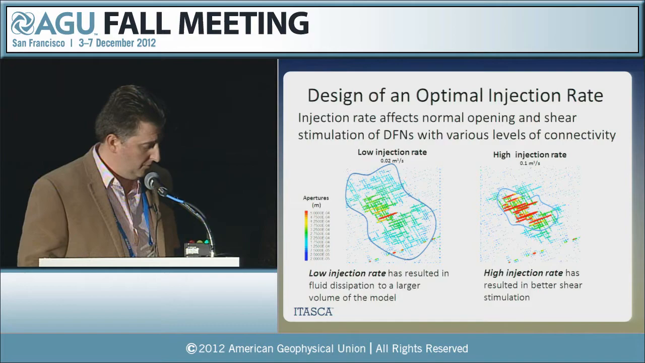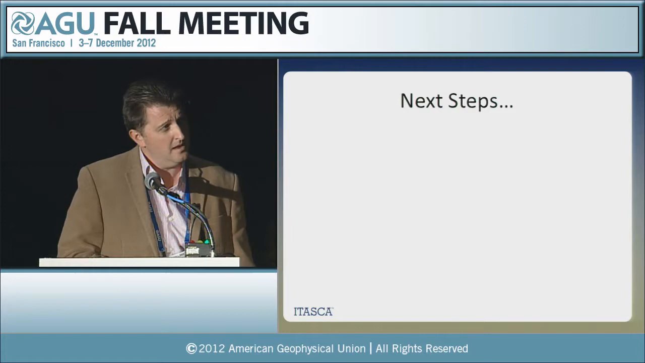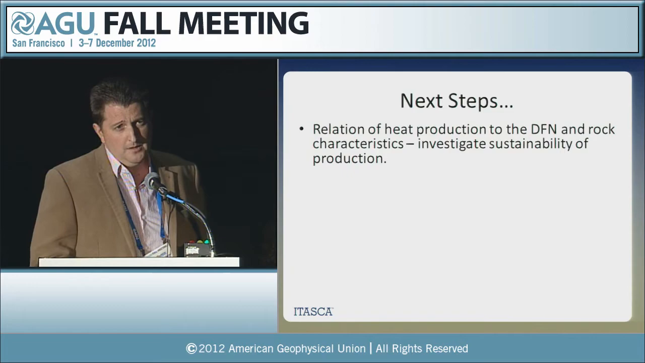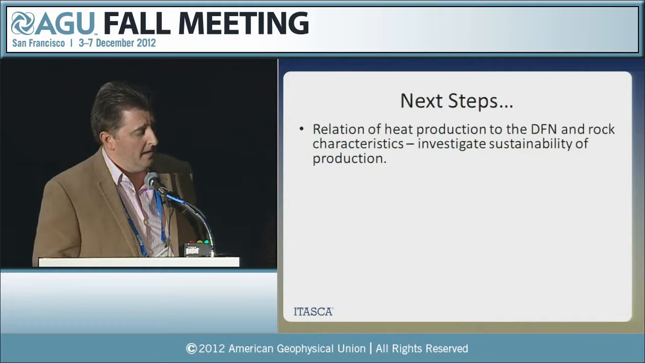And I've given you a bit of a brief summary of what we're doing in getting some engineering design into this thing. So what are our next steps? Well, first of all, we need to bring the thermal component in. All of these models can treat temperature and heat, so we're looking at the heat production coming out of these DFNs so that we can relate that to realistic field production, and look at the sustainability of production. We're going to three dimensions.